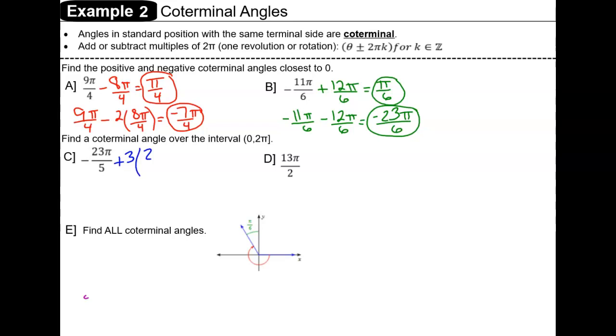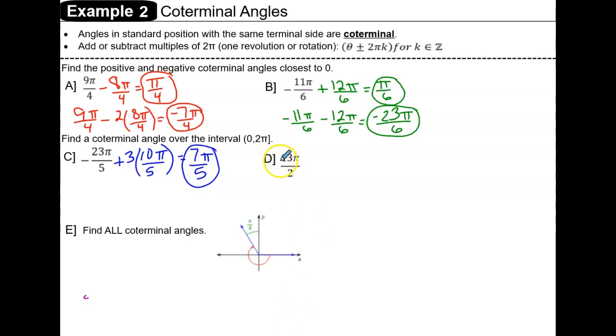So I'm going to need to do 3 revolutions around the circle in the counterclockwise direction. So 3 times 10 pi over 5. That's 30 pi over 5, and negative 23 plus 30 is a positive 7 pi over 5, which is within our interval 0 to 2 pi.